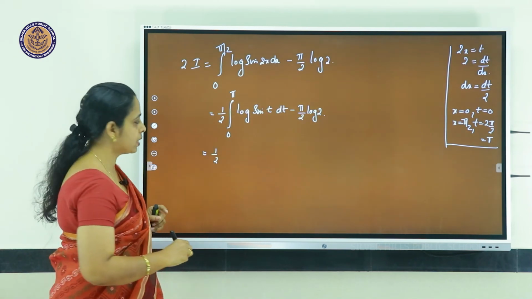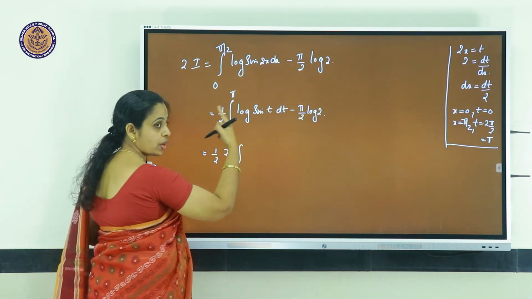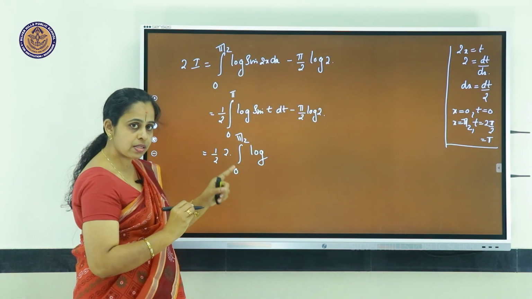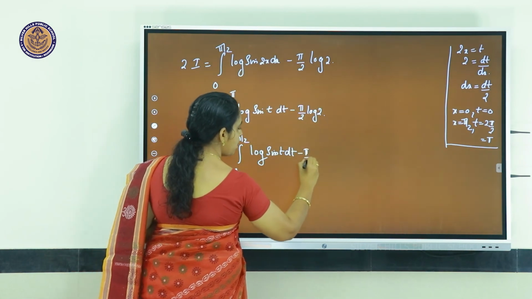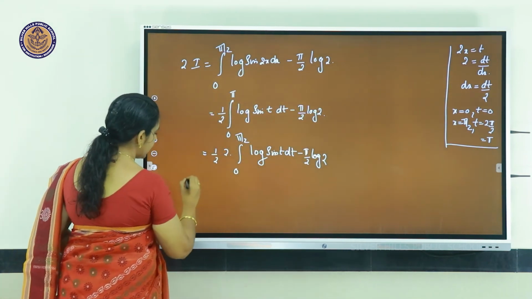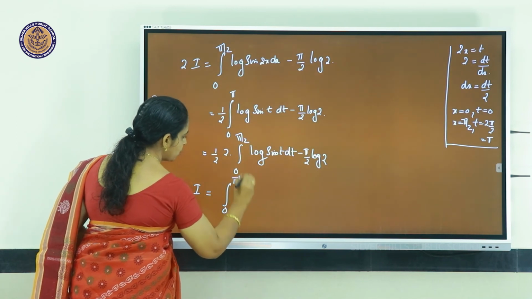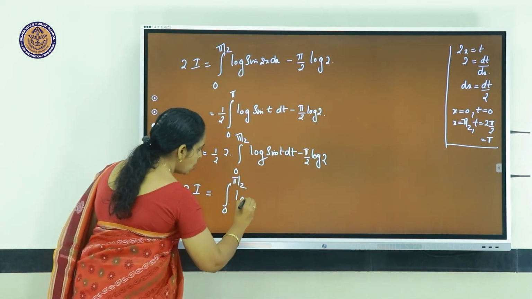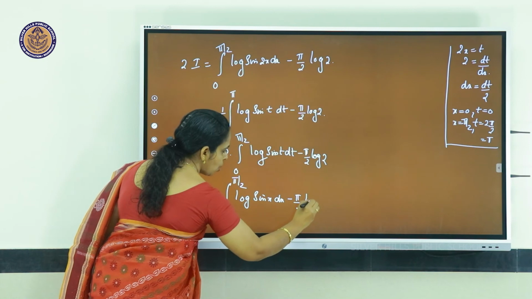So, let us apply the property. Twice integral 0 to a. This is 2a. So, a will be pi by 2. Log sin(pi minus t) is sin t. So, log sin t dt minus pi by 2 log 2. Now, 2 and 2 will get cancelled. You will get 2I equal to integral 0 to pi by 2. Now, I am going to change the variable t to x. Log sin x dx minus pi by 2 log 2.